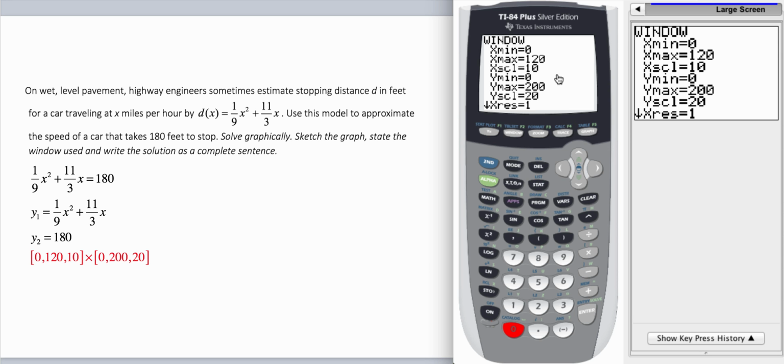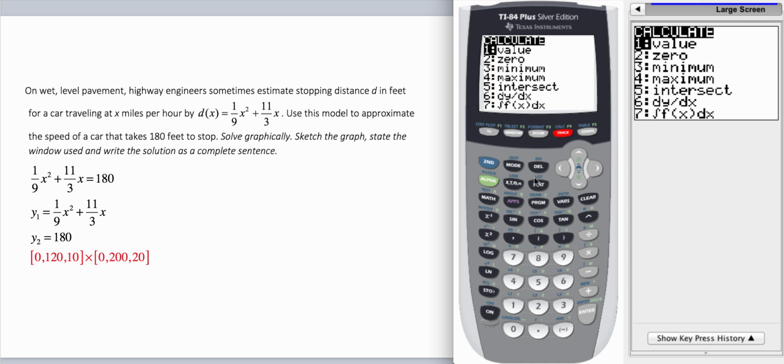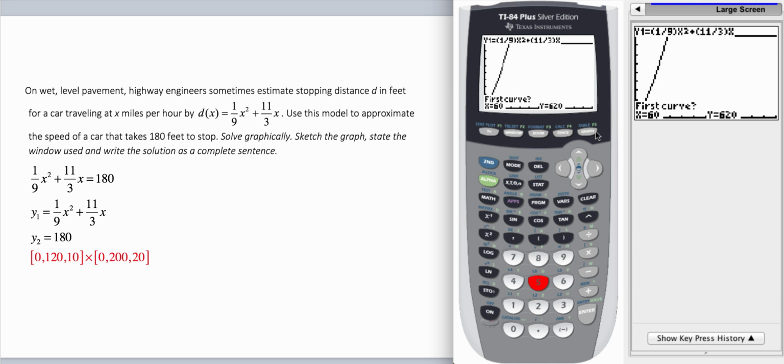Okay, now that I have my values entered, I can hit the graph key. So I see there's my polynomial equation, and there's my 180. I see my intersection, I see definite tick marks here. This is exactly what I want to see in my window. Everything is very clear and easy to read. So I'm going to use the intersection method to find what that value of x is.